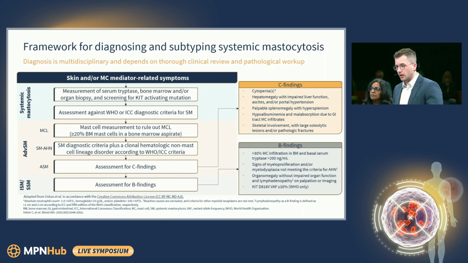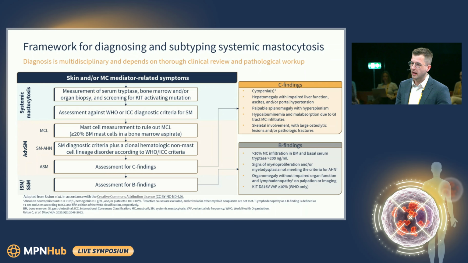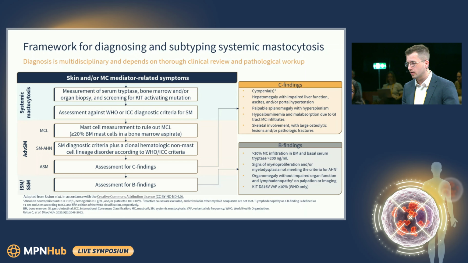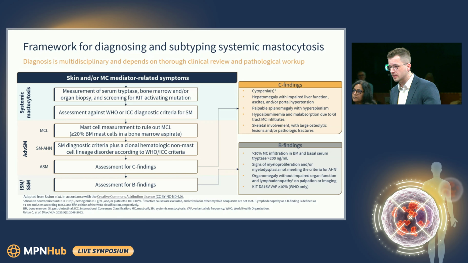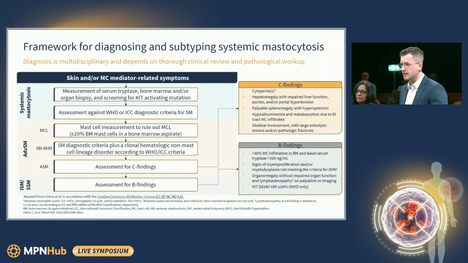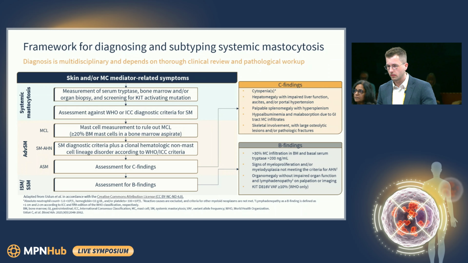We then also should check for an associated hematologic neoplasm. This is diagnosed as SM-AHN when the diagnostic criteria for SM are fulfilled, but also for one accompanying hematologic neoplasm as per WHO or ICC classification. SM-AHN is the most heterogeneous and also the most common subtype of advanced systemic mastocytosis, and most AHNs are of myeloid origin and often resemble a CMML or an MDS-MPN overlap, and less commonly an MDS or chronic eosinophilic leukemia.